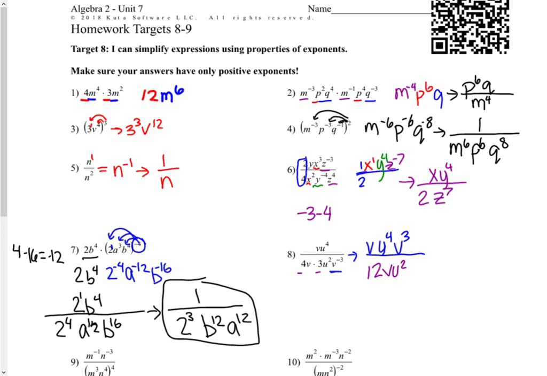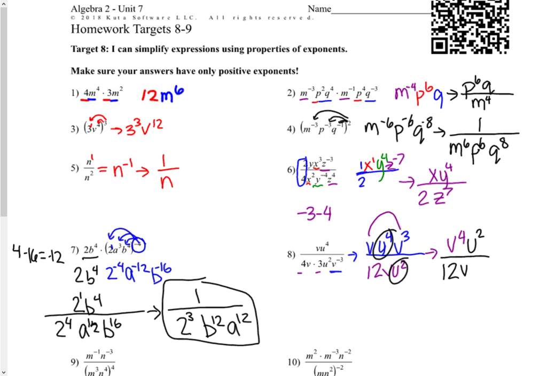So now I can go ahead and simplify. In my numerator, I have v times v cubed, so I get v to the 4th. I have u to the 4th, and I have a u squared in my denominator. Subtracting those exponents, I'm left with u squared. In my denominator, I still have the 12, and I still have that v.